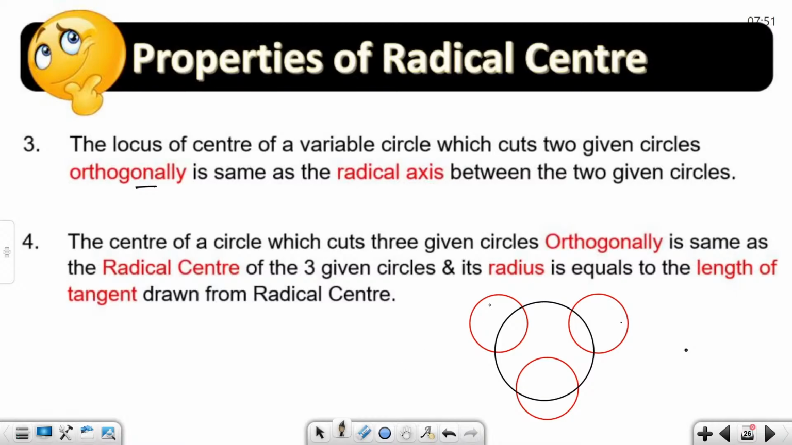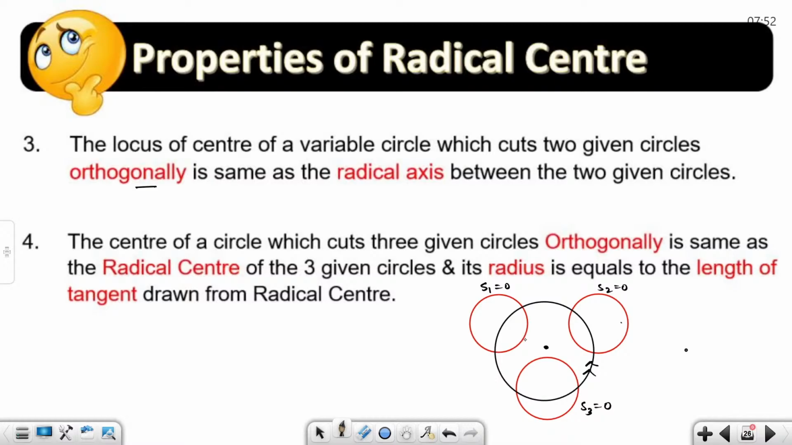Then it states that the radical center for these three given circles, S1 equals to 0, S2 equals to 0, and S3 equals to 0, these are the three given circles. So the radical center for these three given circles is the center for this black circle, provided this black circle intersects the given three circles orthogonally. That's the most important thing.